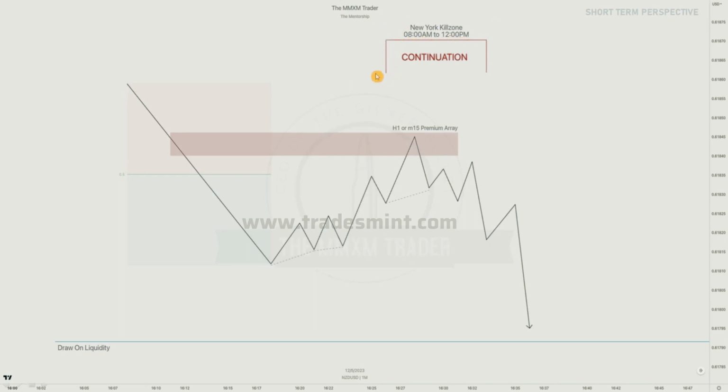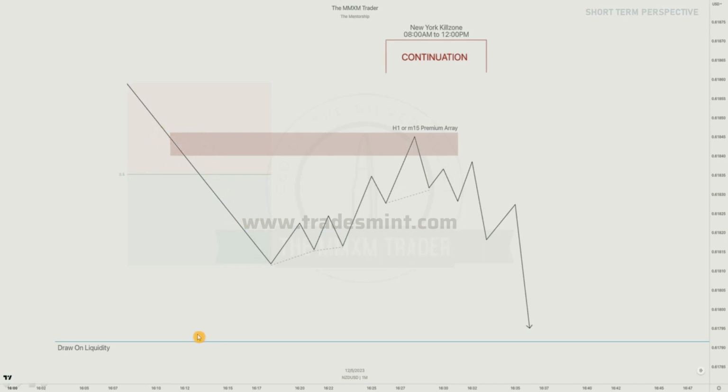to 12 p.m., right? For that continuation or reversal. Now over here, we've got a continuation pattern, and basically what you're looking for is premium and discount levels. So you draw out your range, right? If you're looking for shorts, you're looking for a premium array, obviously. So that could be a 1 hour or a 15-minute POI.